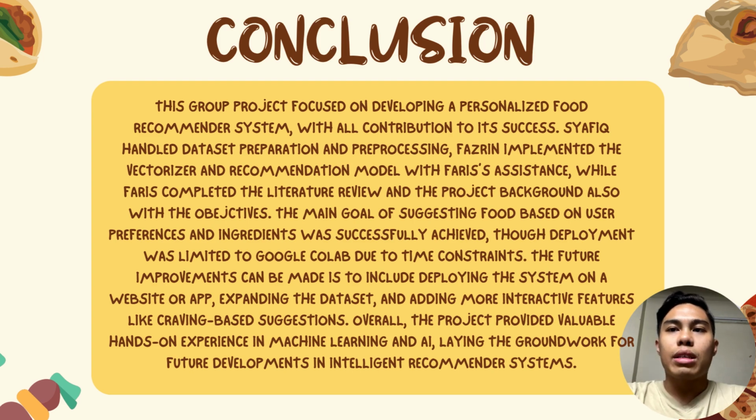The main goal of suggesting food based on user preference and ingredients was successfully achieved in this project, even though the deployment was limited to Google Colab due to the time constraint. The future improvement that can be made by our group is to include deploying the system on a website or apps, expanding the dataset, and adding more interactive features like craving-based suggestions. Overall, the project provided valuable hands-on experience in machine learning and AI, laying the groundwork for future development in intelligent recommender system.